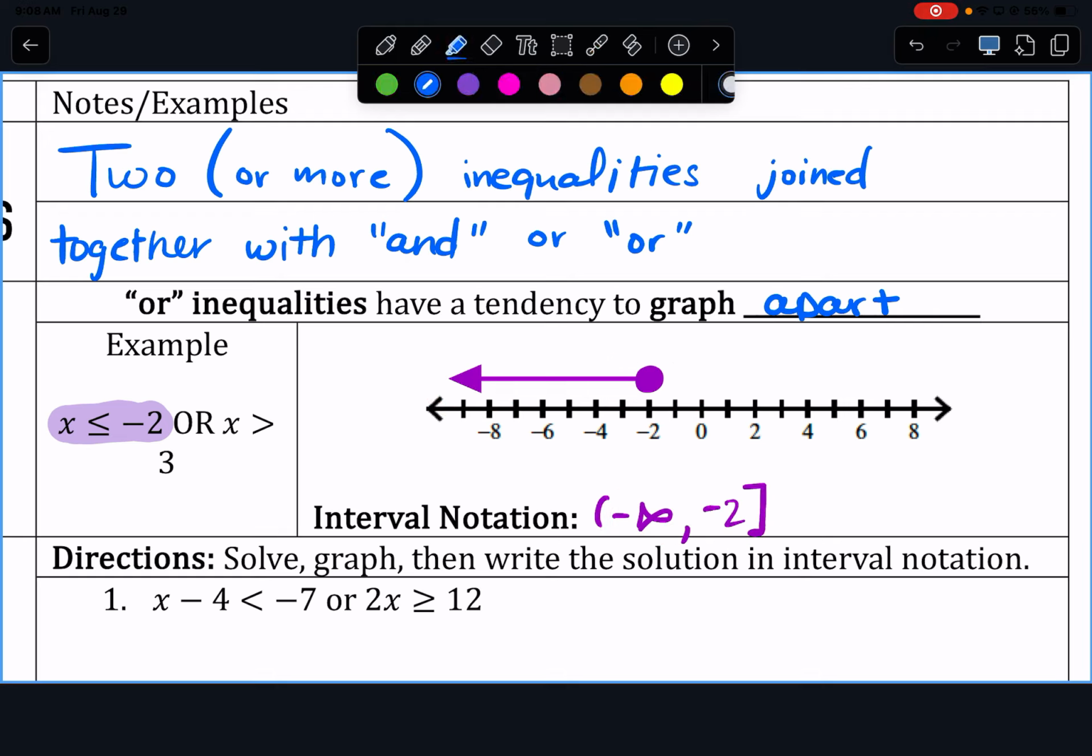Now we're going to look at x is greater than 3. I'm going to rewrite the 3 right here just so it looks a little better. So x is greater than 3. At 3, do I need an open or closed circle? Now, is that going to go to the right or to the left? To the right, because it is greater than. So that is what that section's graph looks like. Now, how would I do the interval notation for that piece? Parentheses.